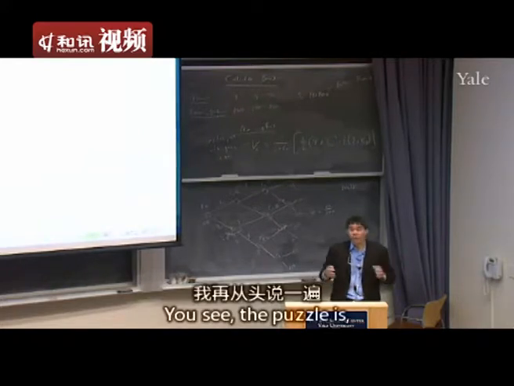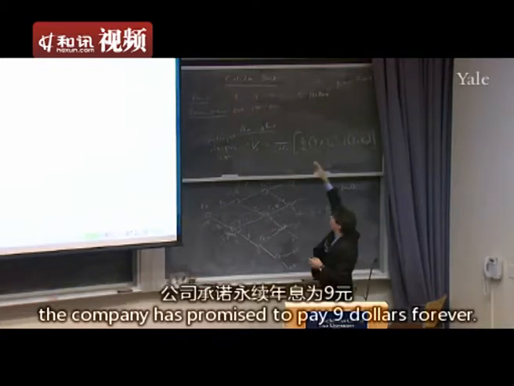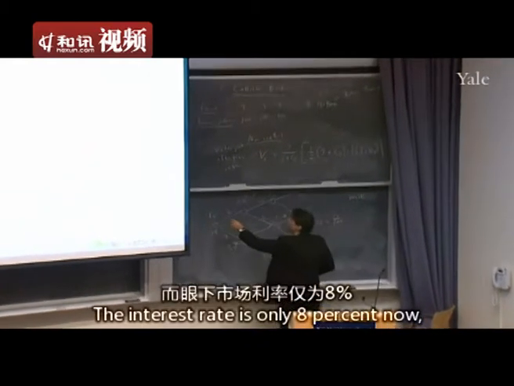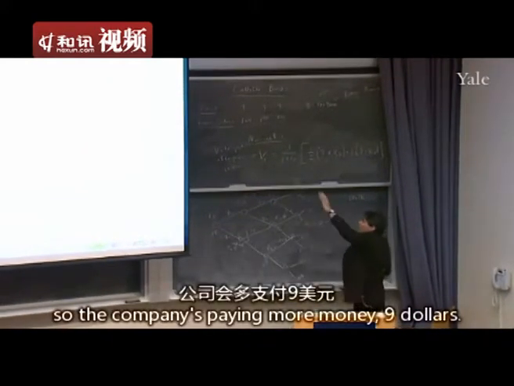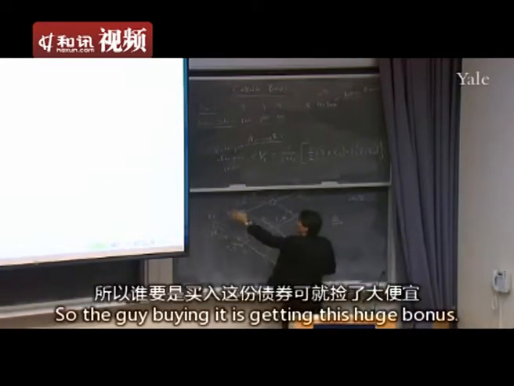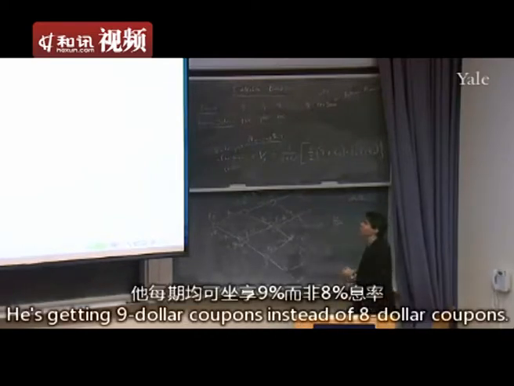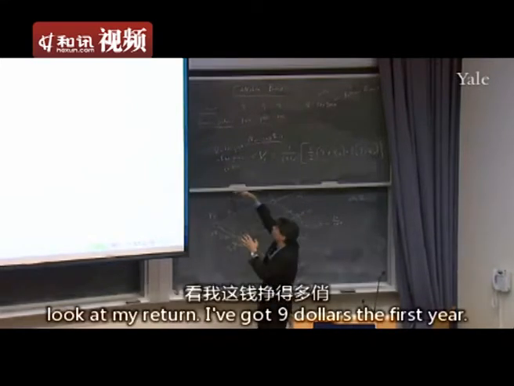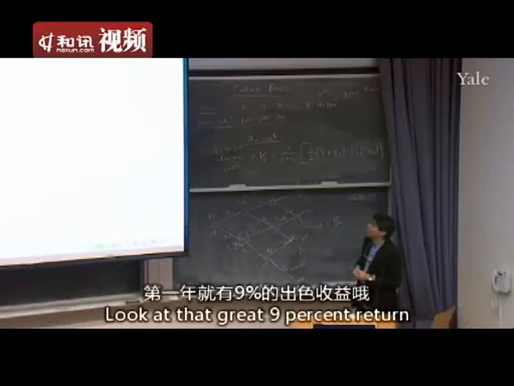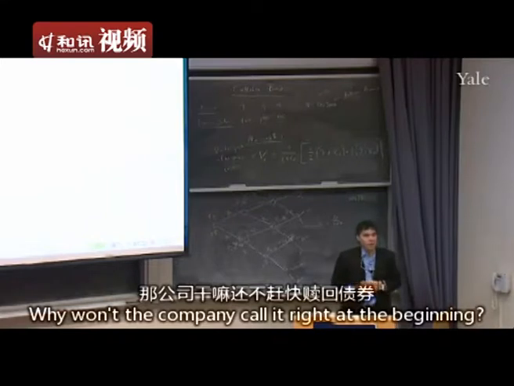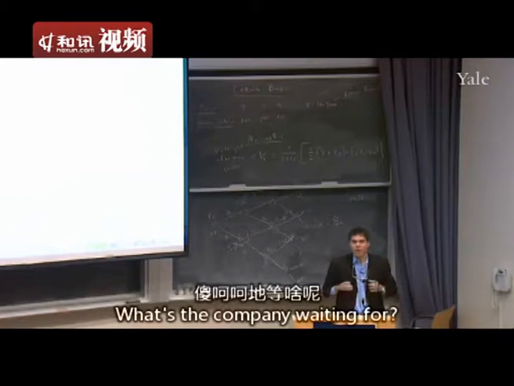You see, the puzzle is the company has promised to pay $9 forever. That's like 9% on the $100 coupon. The interest rate is only 8% now, so the company's paying more money, $9, than it could have borrowed at and only had to pay $8. So the guy buying it is getting this huge bonus. He's getting $9 coupons instead of $8 coupons. He's probably telling his friends, who aren't marking to market, look at my return. I've got $9 through the first year. Look at that great 9% return I got on my investment of 100. Why won't the company call it right at the beginning? What's the company waiting for?